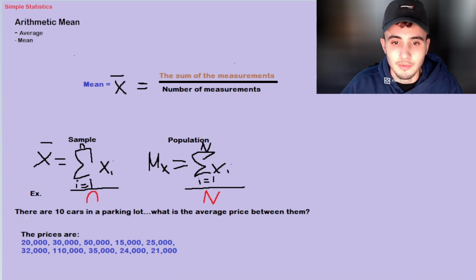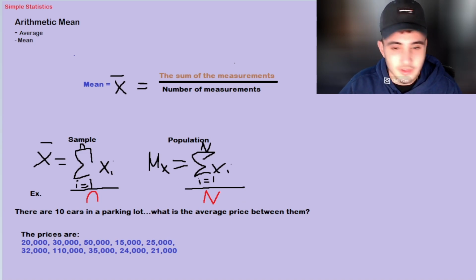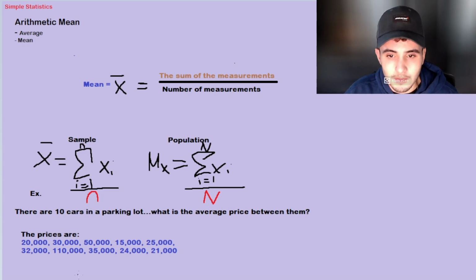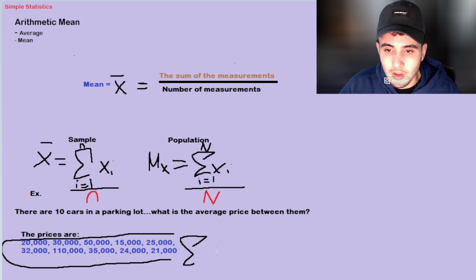So as an example, there are 10 cars in a parking lot. What is the average price between them? These are the type of questions we can solve by getting the mean. So we see that we have 20,000, 30,000, 50,000, 110,000, 35,000. So to begin sorting out this question, we'll assume that it's a sample. So denote as x bar. We'll take the summation. We'll summate all of this. And this will give us 362,000.